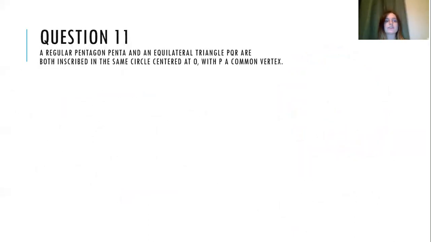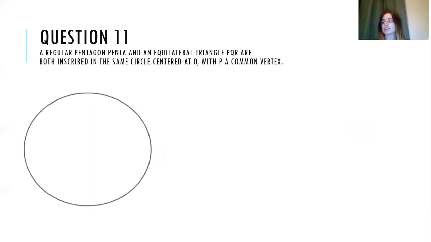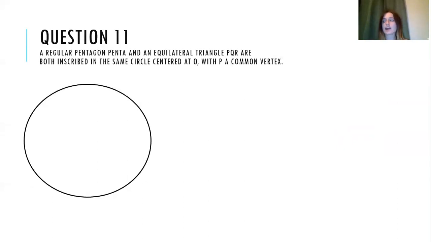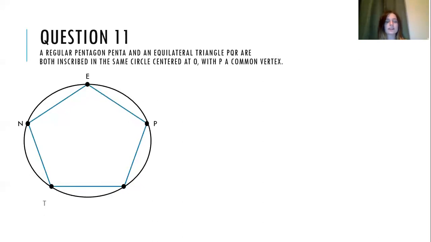So for question 11, a regular pentagon, pentagon, and an equilateral triangle, PQR, are both inscribed in the same circle centered at O with P a common vertex. So the first thing we are going to do is form this figure and find the measurement of angle NOQ. So here we have our pentagon and our circle, and then we have our triangle, and now we are going to form our angle.